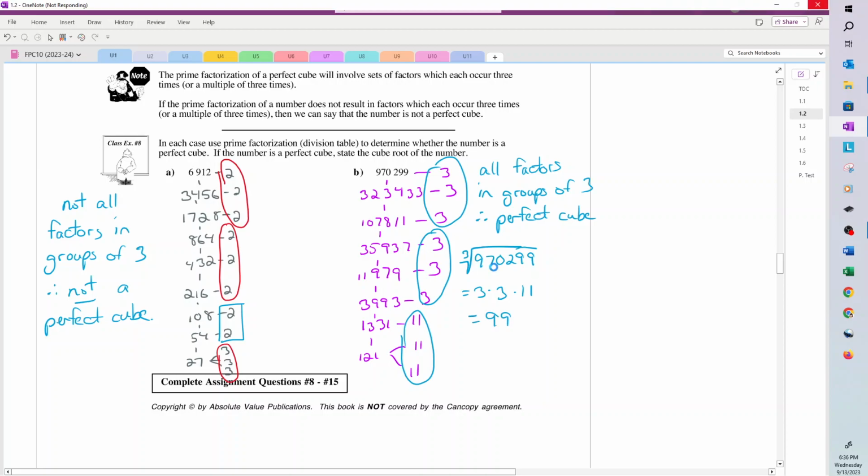So the cube root of 970,299 is 99, and you can check that on your calculator too.